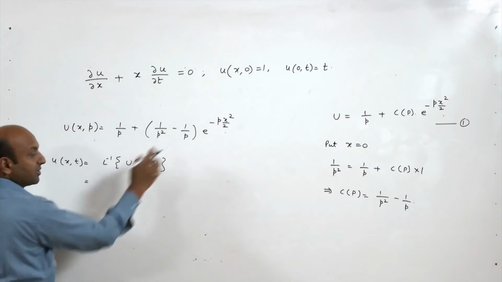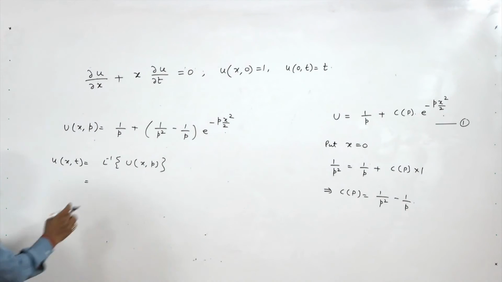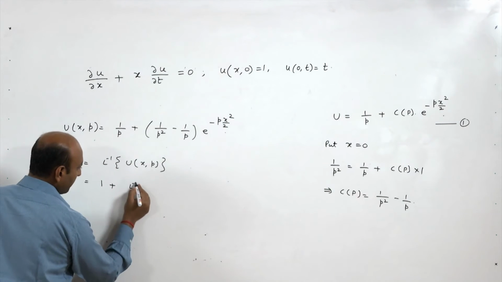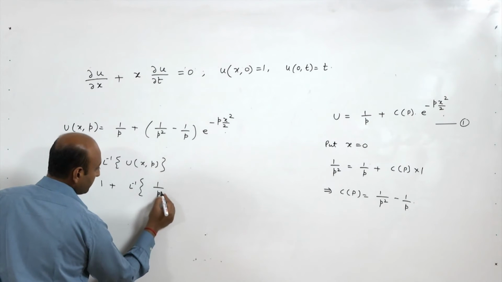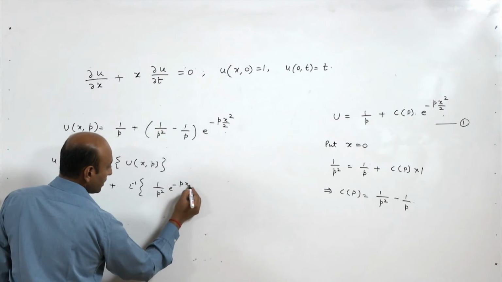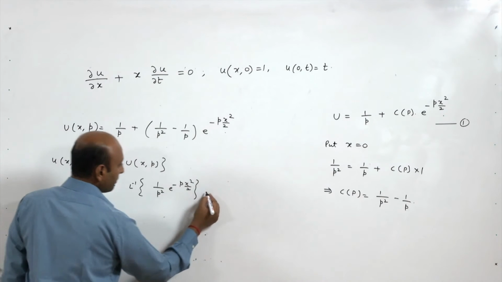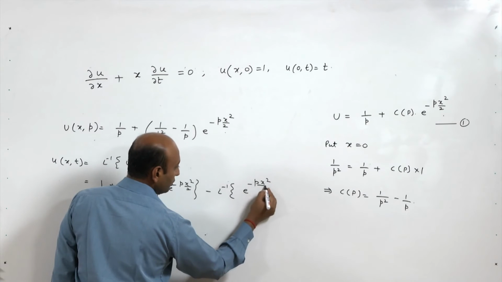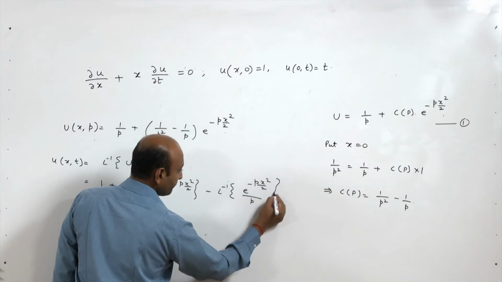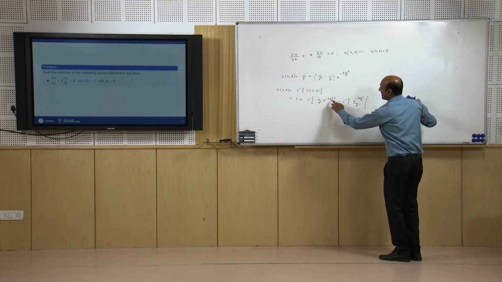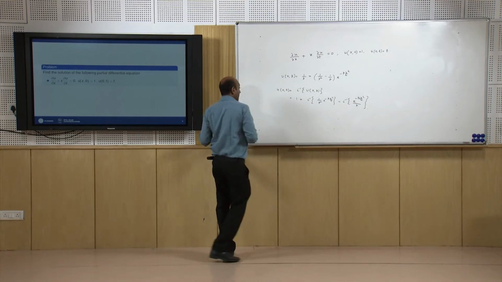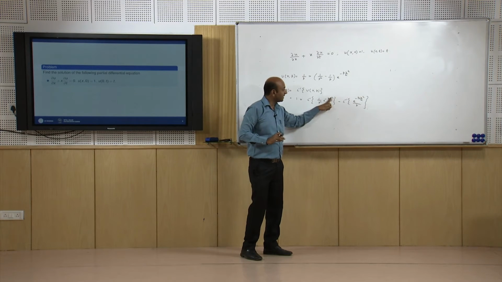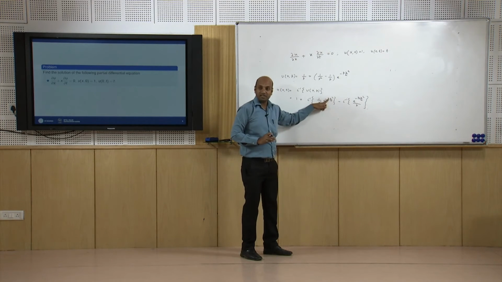So, it is Laplace inverse of this expression. Laplace inverse of 1 by p is 1, plus. Now, we have to find out Laplace inverse of 1 by p square e raised to the power minus p x square upon 2, minus Laplace inverse of e raised to the power minus p x square upon 2 by p. Now, this x here is not a variable, because we are taking Laplace with respect to t. So, this x is not a variable, we are taking it as a constant to find the Laplace inverse.